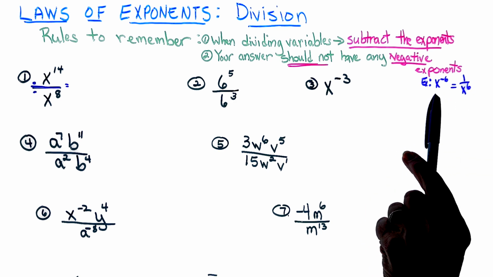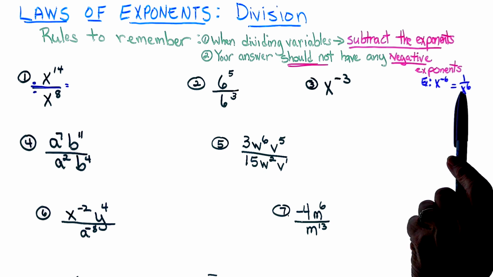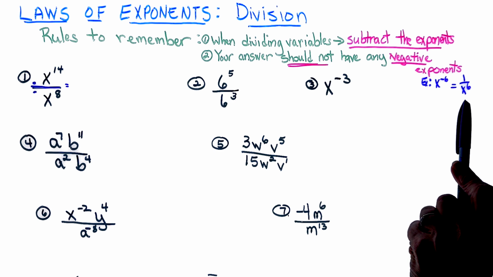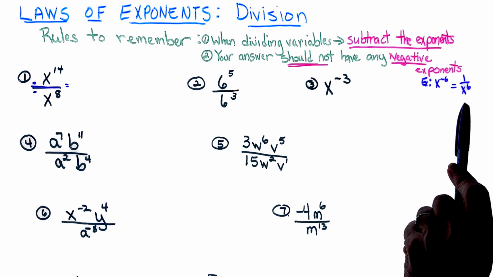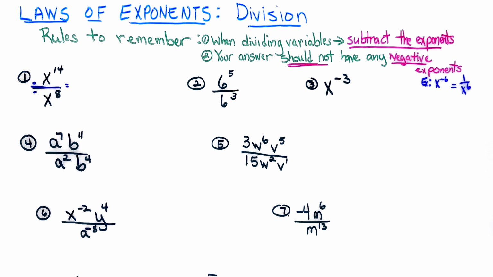We have x to the negative 6. It's actually equal to, notice, we put a 1 as a numerator, and the x to the 6th becomes a denominator, and so we now have a positive variable. So it's simplifying the problem. So let's look at our first problem.